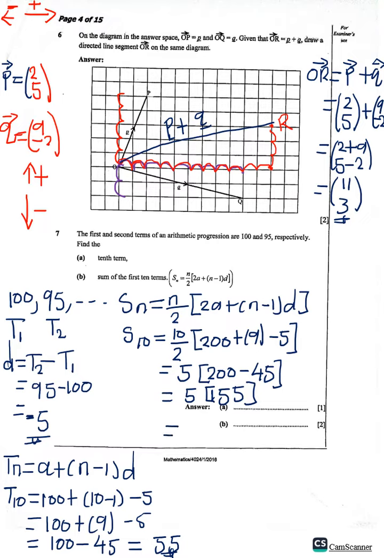So 155 times 5, so we begin with 5 times 5 is 25. We keep the 2. Then 5 times 5, 25 plus the 2, 27. So 7, we keep the 2. 5 times 1 is 5 plus the 2 that we kept, 7. So our final answer is 775. So that is the sum of our first 10 terms.